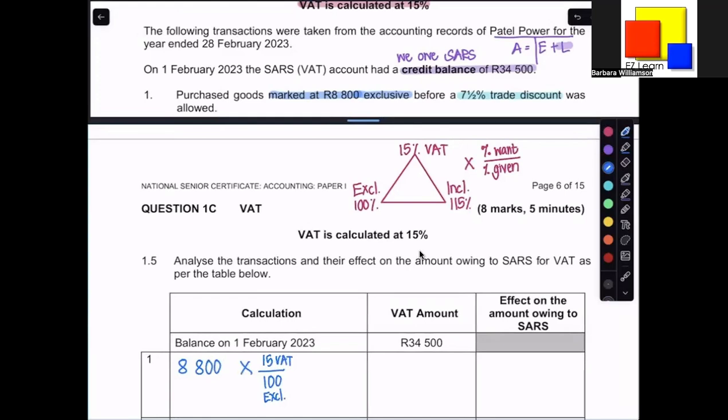However, I now also need to take into account the 7.5% trade discount. We can just calculate 7.5% and then subtract it, but that's actually quite a long way around, and it's much easier to do it all in one step. If you wanted to, you could draw your little triangle again just to help you see what's going on. We know that the discount is 7.5%.